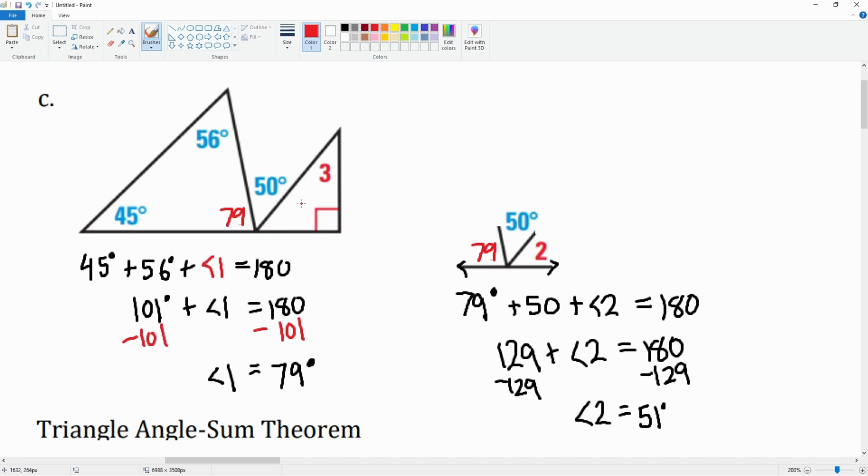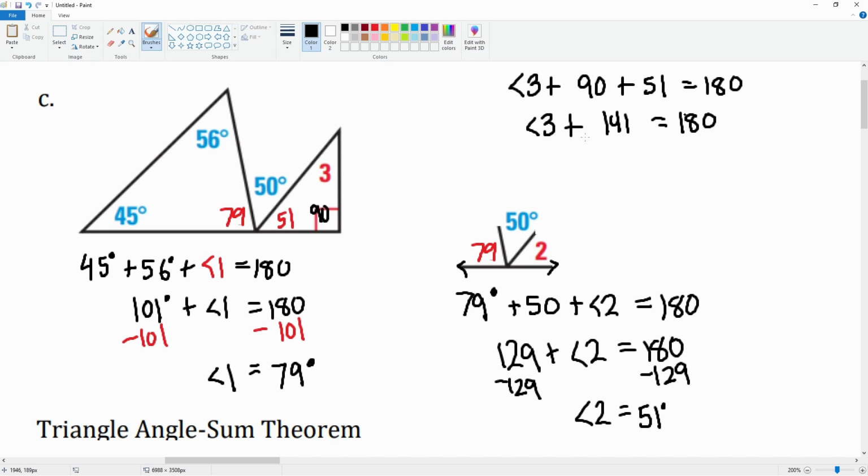Then lastly, you can just use a regular triangle sum to do the last part. So you can write angle 3 plus 90 degrees, because this is the 90 degrees here, plus 51 degrees is equal to 180 due to the triangle sum. 90 plus 51 is 141. So angle 3 plus 141 equals 180. Subtract 141 from both sides. Angle 3 is equal to 39 degrees. Okay, so there you go.